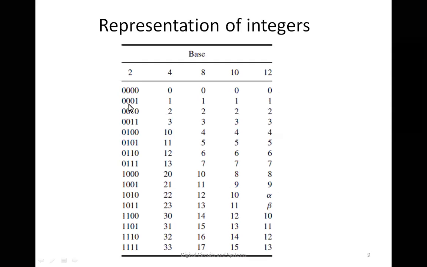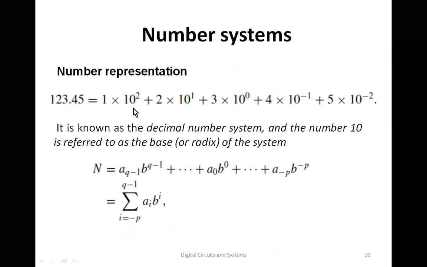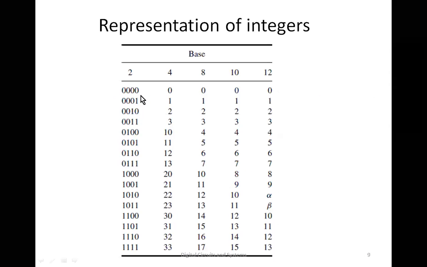And this is the binary system, as we have discussed earlier: 0, 1, again 0, 1, and 10, 11, 100, and so on.